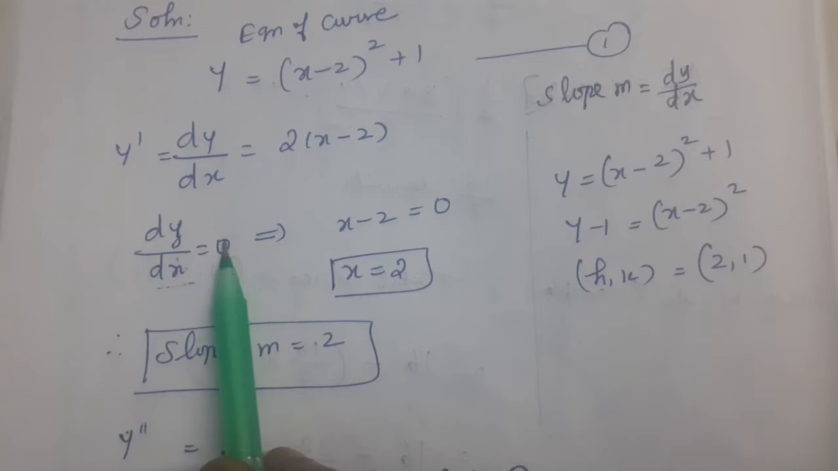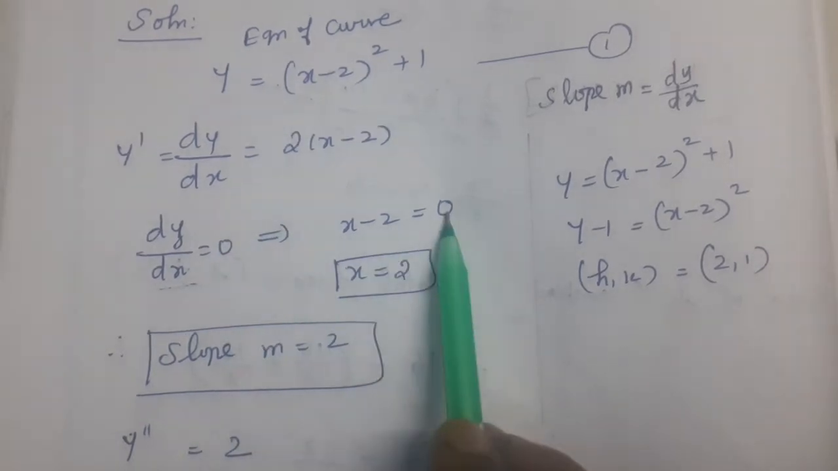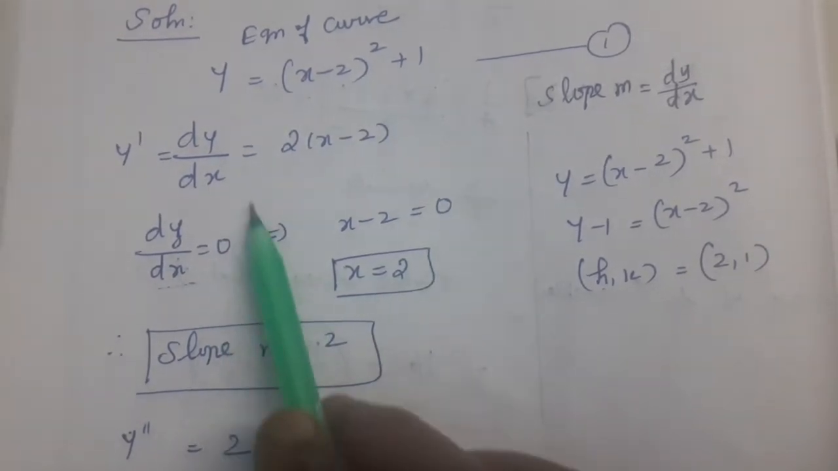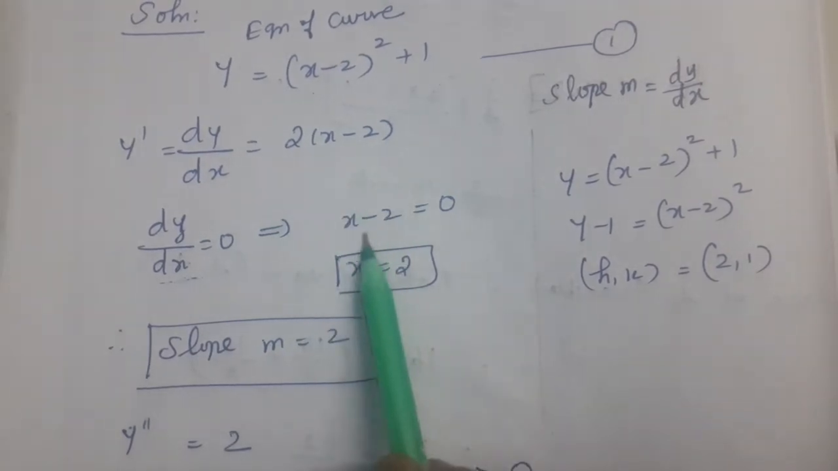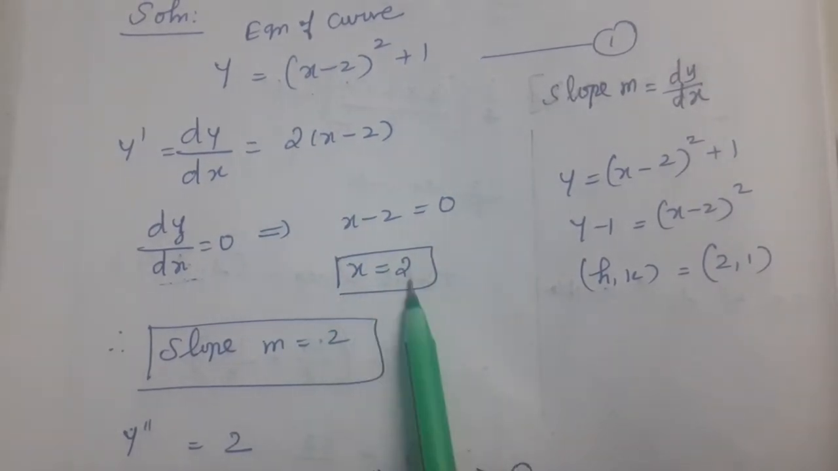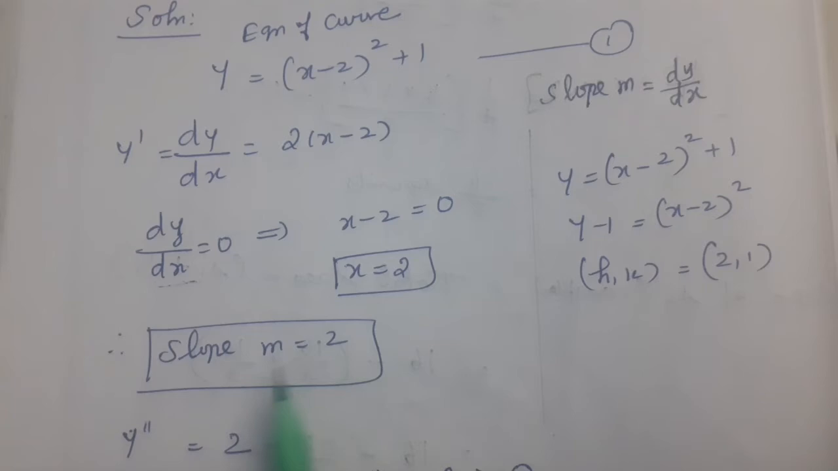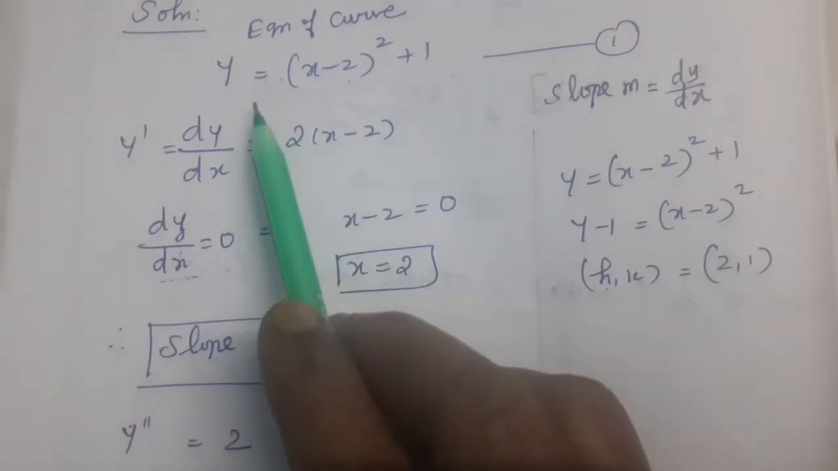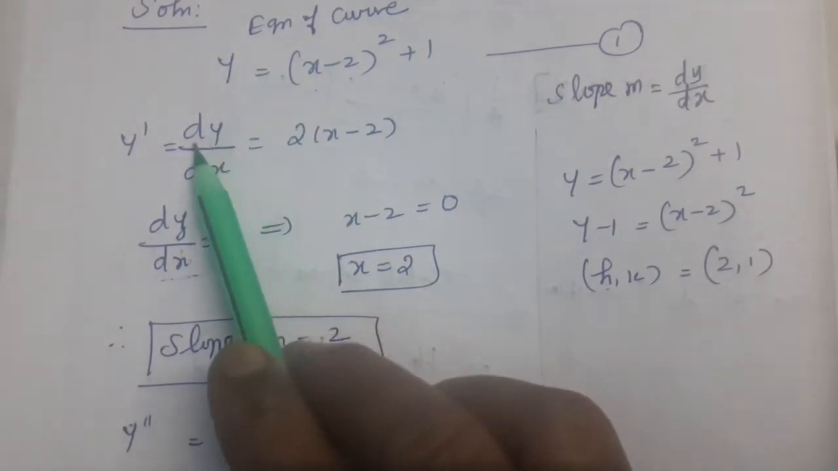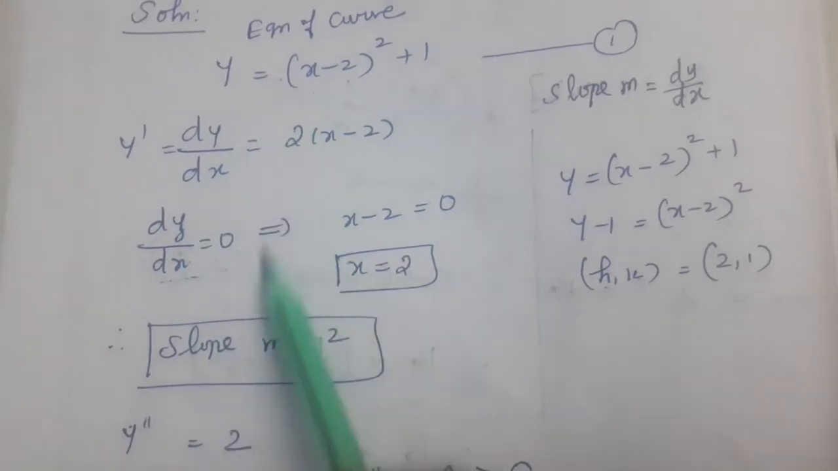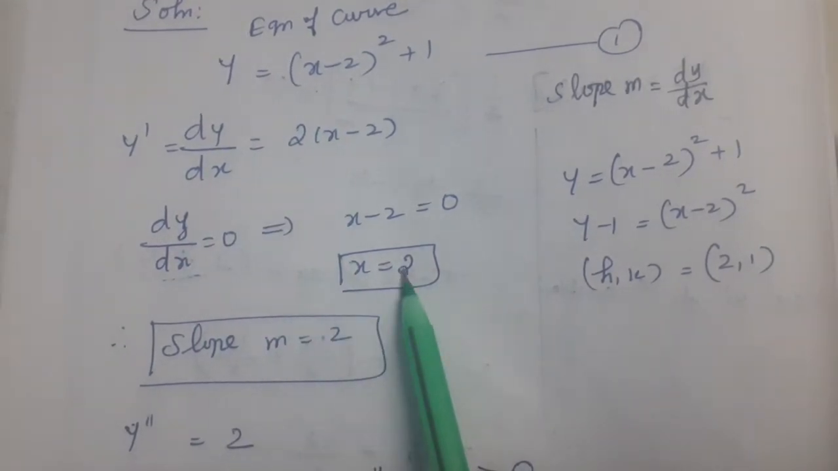So dy by dx is equal to 0. This implies x minus 2 equal to 0, which means x is equal to 2. Therefore slope m equal to 2. See, this was studied in the 11th standard also. If dy by dx equals 0, slope equals 0, we can easily find the value of m.